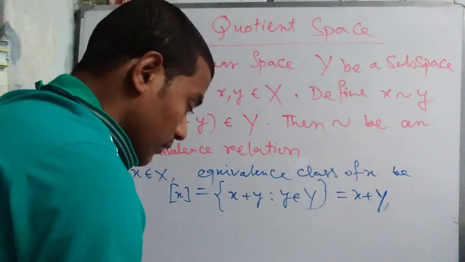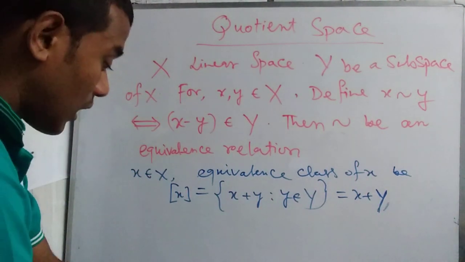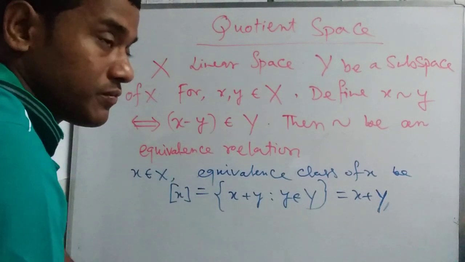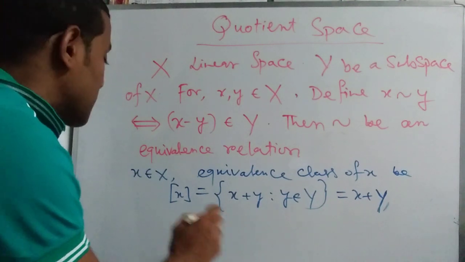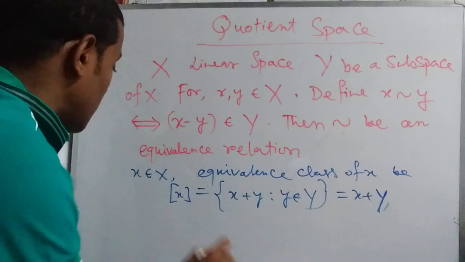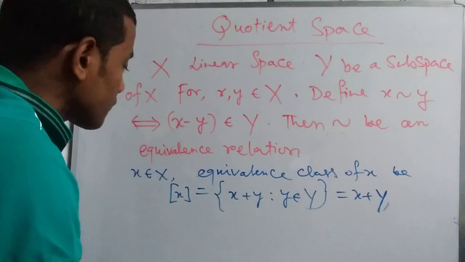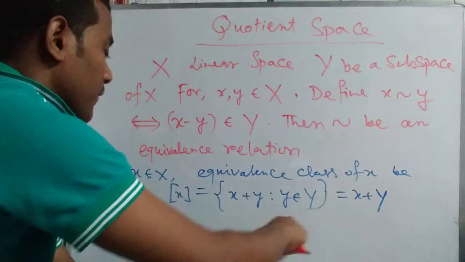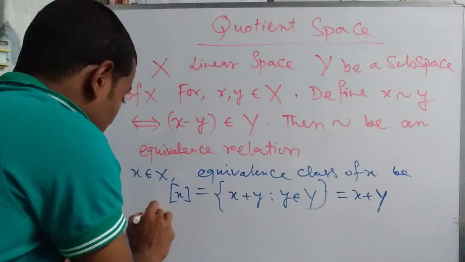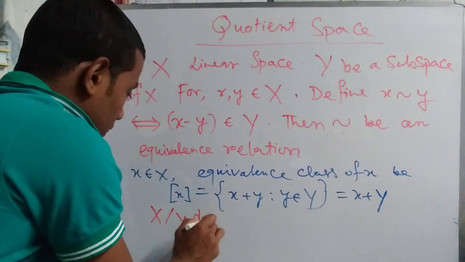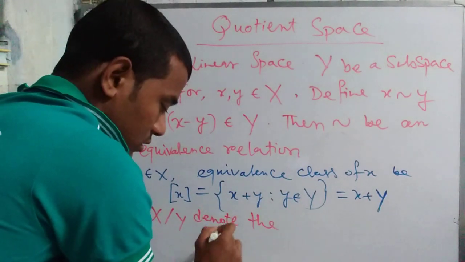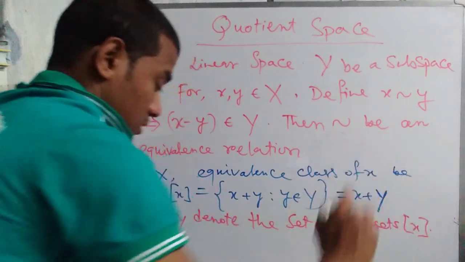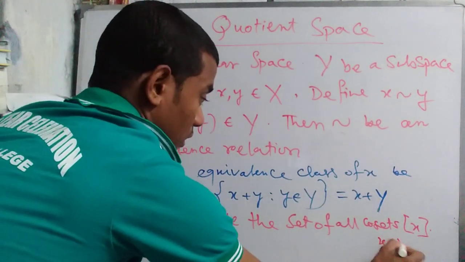So how does this behave? We write it in square brackets, the class of x. This is the set x plus y where y belongs to Y, so x plus capital Y is this set. And we write X modulo Y to denote the set of all cosets, the classes of x, for x belonging to X.